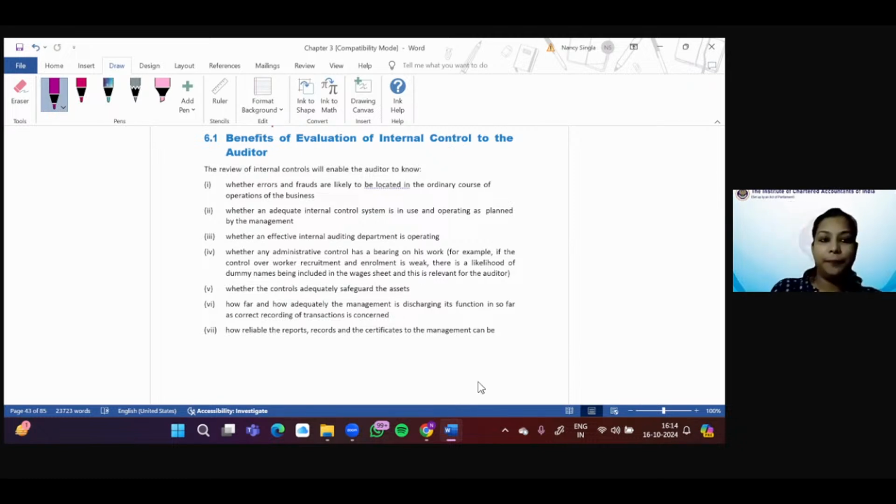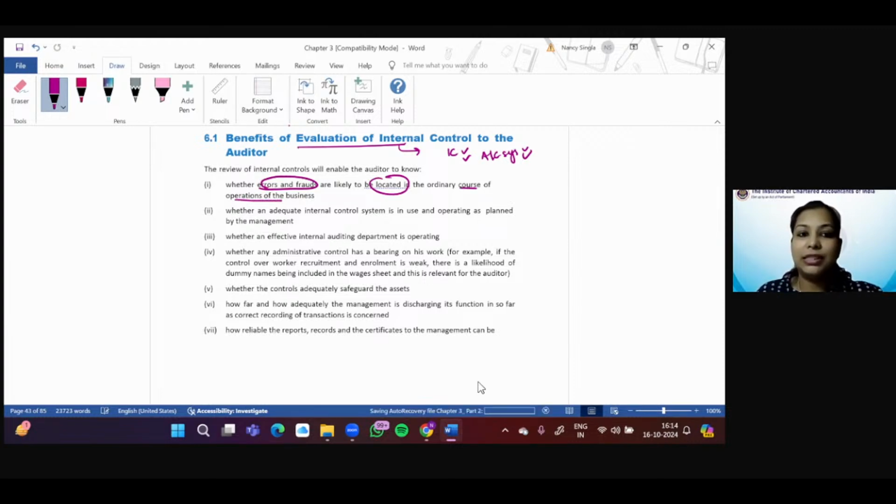So students, after having an evaluation of the internal control, the auditor will be able to know whether IC is effective or not, whether the accounting system is effective or not. So the auditor will be able to know whether errors and frauds are likely to be located in the ordinary course of operations of the business. If IC is working properly, management will be able to know about the errors.